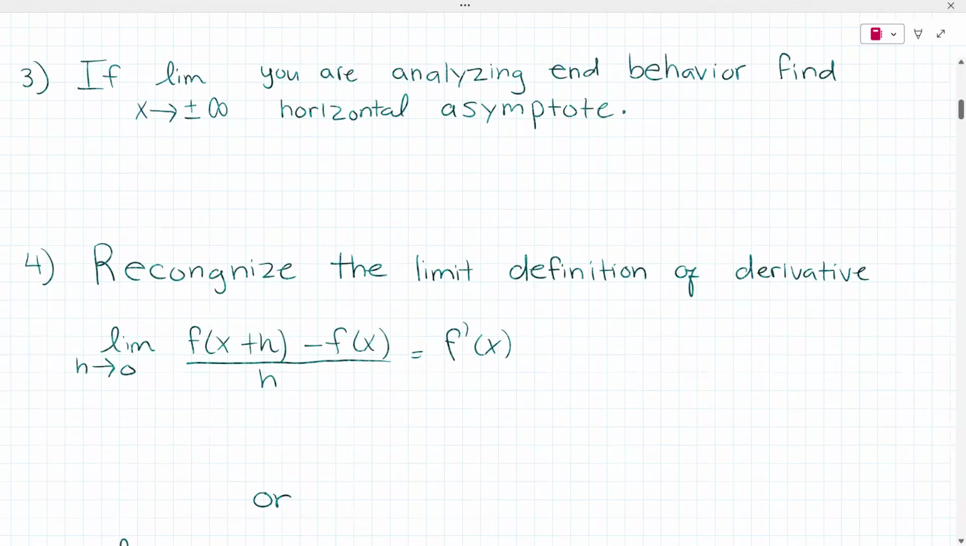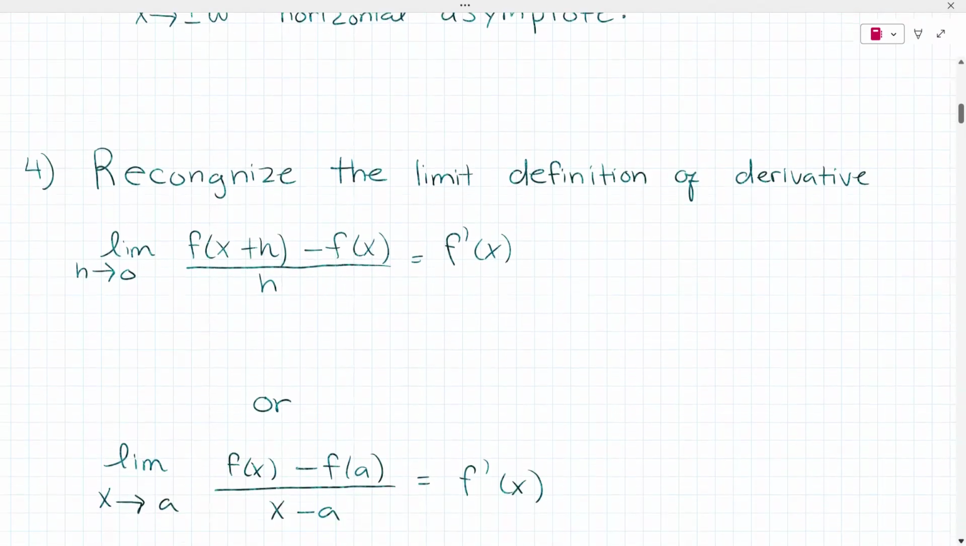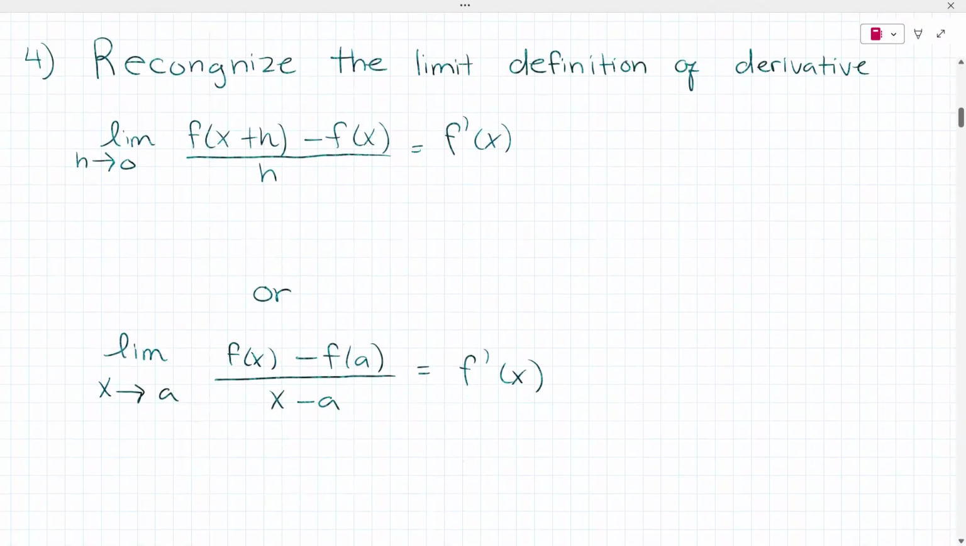You can also recognize the limit definition of a derivative. The limit as h approaches 0 of f of x plus h minus f of x all over h equals f prime of x. Or you can use this rule: the limit as x approaches a of f of x minus f of a all over x minus a is equal to f prime of a.